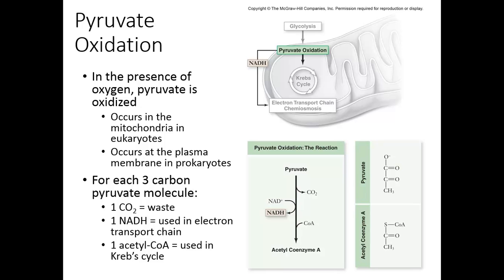Then for each 3-carbon pyruvate molecule, you have 1 carbon dioxide of waste, 1 NADH, and 1 acetyl-CoA. The acetyl-CoA is then used in the next step, the Krebs cycle. CO2 is not used for anything, it's waste, and this NADH can then also be used in the electron transport chain with our other NADHs.